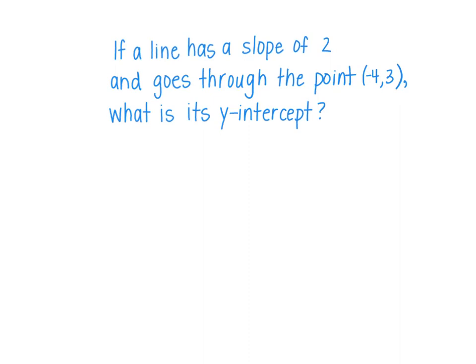If a line has a slope of 2 and goes through the point -4, 3, what is its y-intercept? To use algebra to find our y-intercept, we need to begin with the equation y equals mx plus b. We know that the m in this equation is the slope, and we've been given this value of 2. We also know that an ordered pair is made up of an x value and a y value.